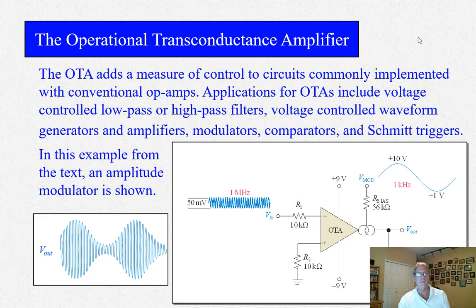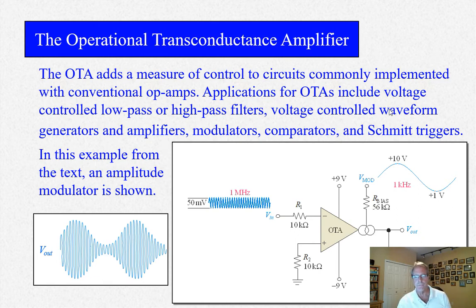Hi there. Today we're going to talk about some more special purpose op amps. We're going to start out with the operational transconductance amplifier. Sounds pretty fancy. It's a mouthful, operational transconductance amplifier, but it's basically a variable gain or voltage controlled gain amplifier. That's the way I like to think about it.